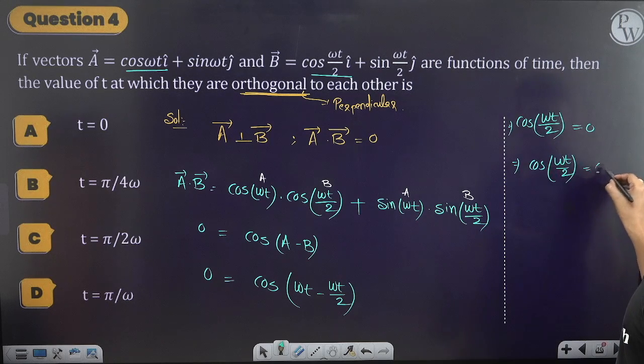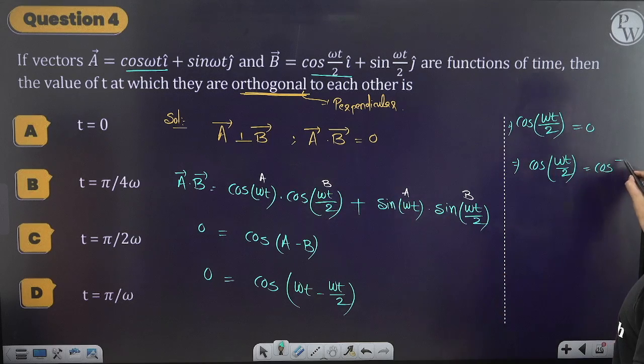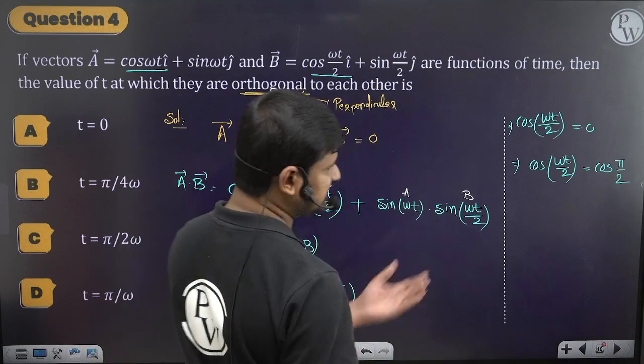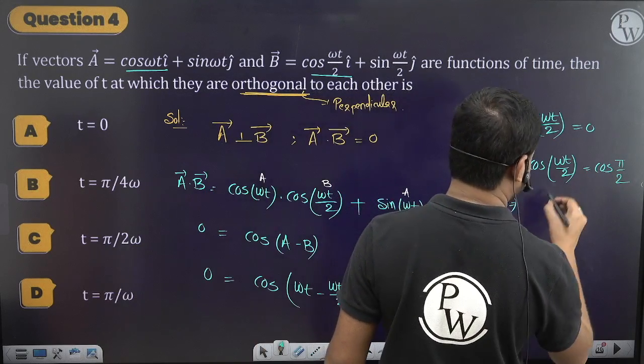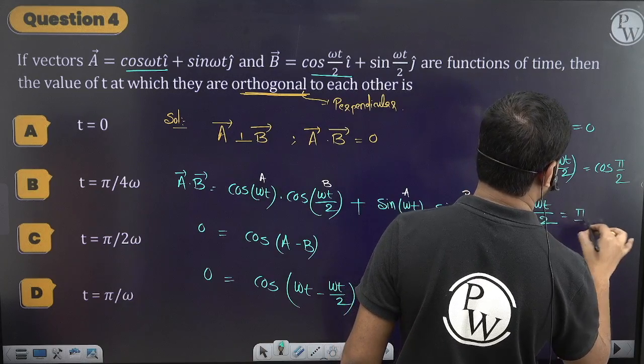We know that cos 90 degrees is 0. So answers are in pi. Let's take cos pi by 2. Cos 90 is 0, right? So by comparing, I can say that omega t by 2 is equal to pi by 2, right?